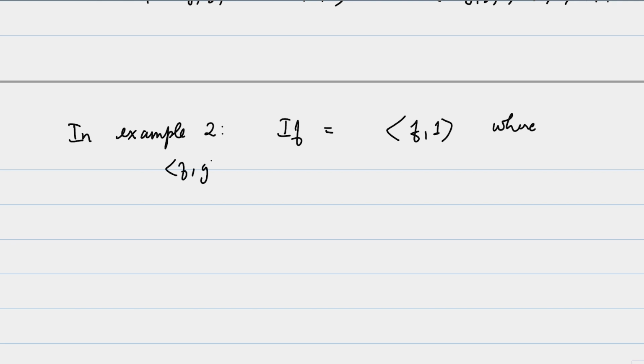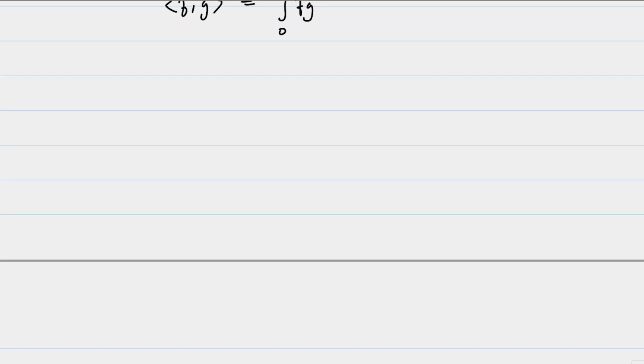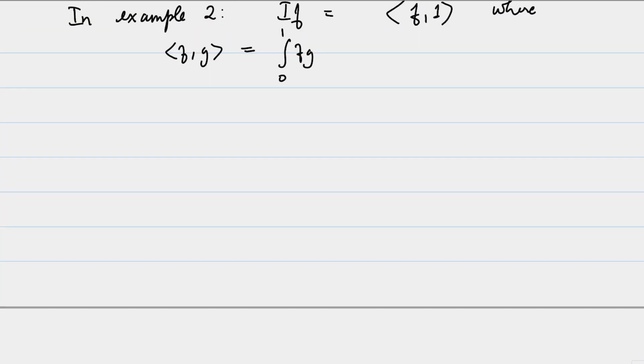Let's look at the next example that we considered, example 2. I of f is just the inner product of f comma 1, where the inner product of f comma g is defined to be the integral from 0 to 1 of fg. This is also the inner product of f with the constant function 1. So this tempts us to conjecture that in an inner product space, maybe every linear functional can be realized in this manner.